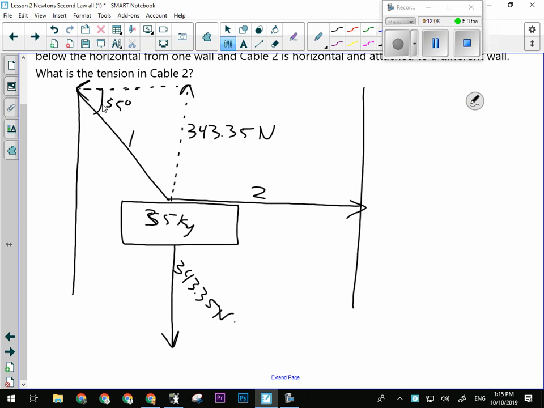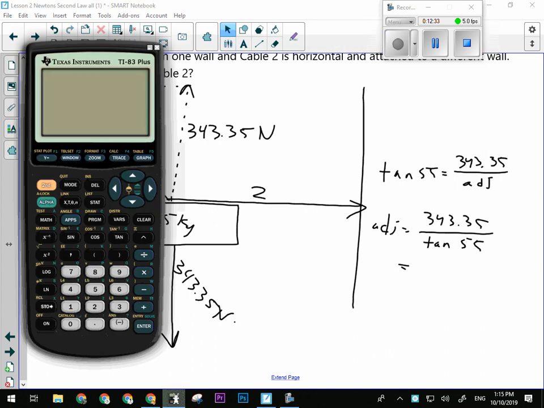So I have the opposite side, I'm looking for the adjacent side, and I have the angle. Okay, so I've got the tan of 55 equals 343.35, the opposite side, divided by the adjacent side, so I'm looking for that. So the adjacent side equals 343.35 divided by the tan of 55. That will give me the tension in cable 2.